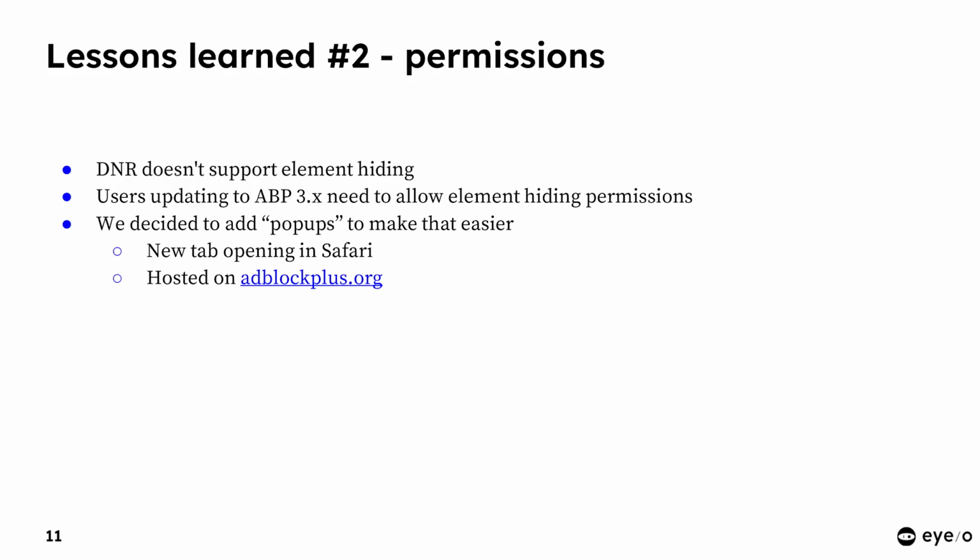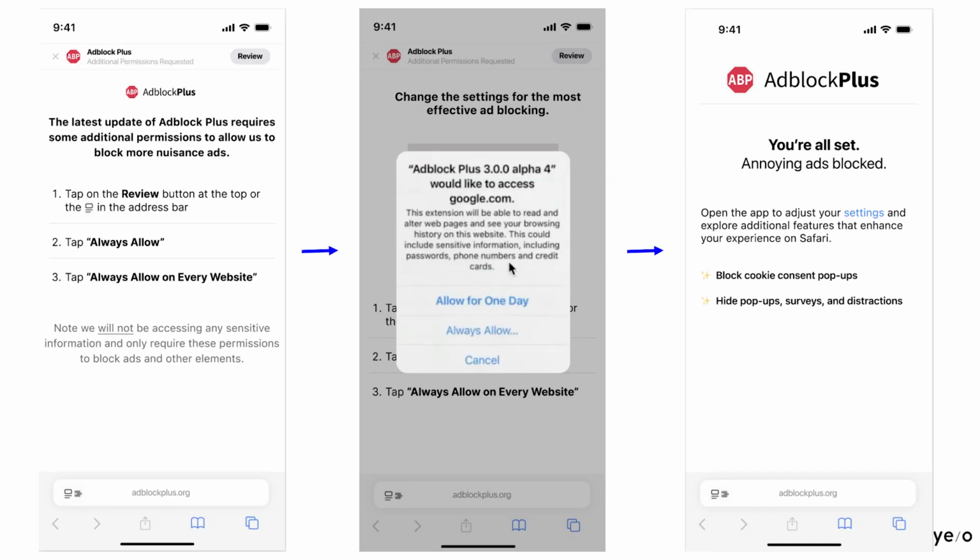Another lesson that we learned: permissions. So DNR doesn't support element hiding, and because of that, users updating to version 3 of the app need to allow element hiding permissions. This was a new thing, so what we decided was to add pop-ups to make that easier for the users. Otherwise, they would be very surprised. So those pop-ups are implemented as new tabs opening in Safari, hosted in our domain.